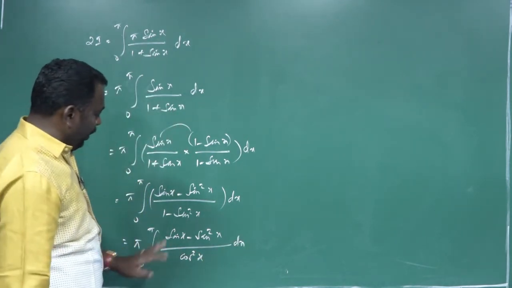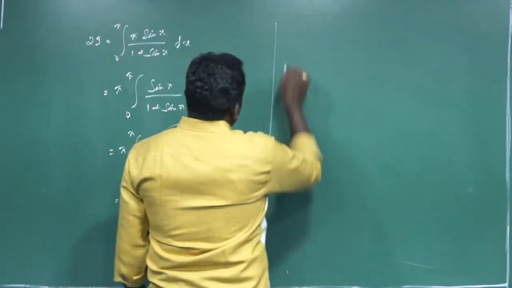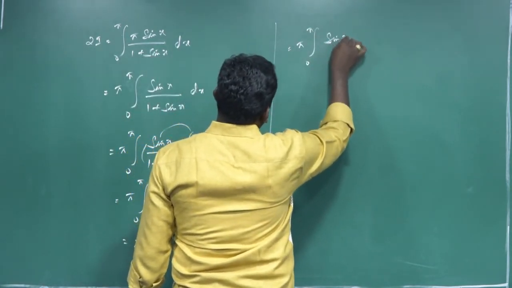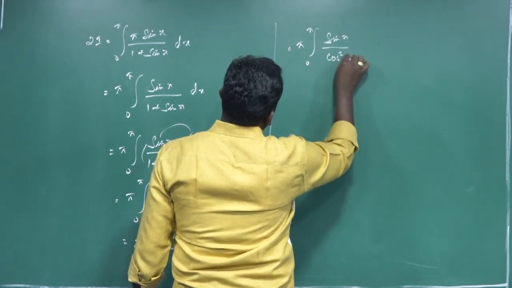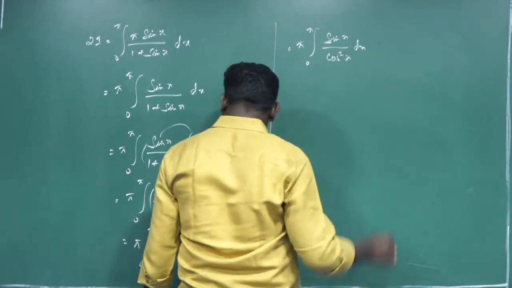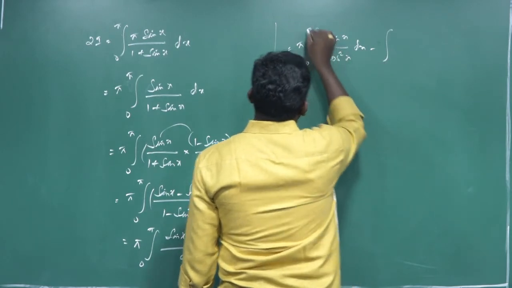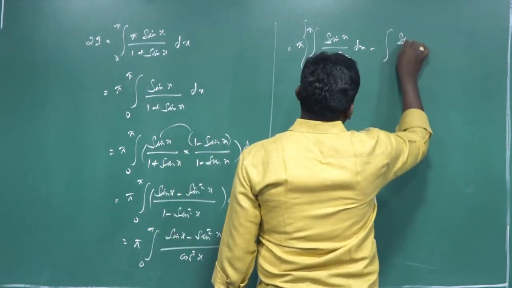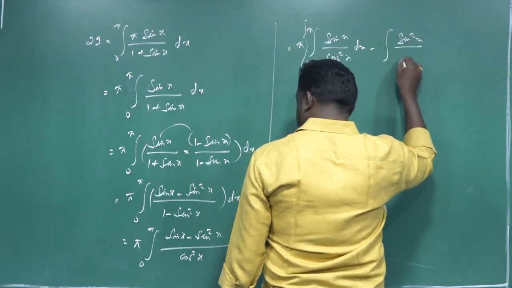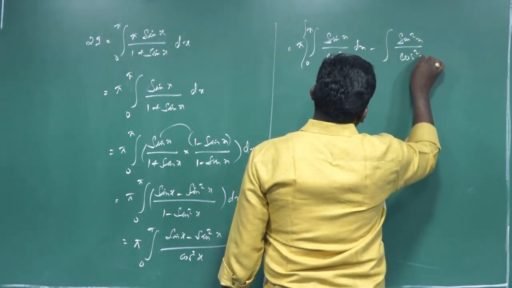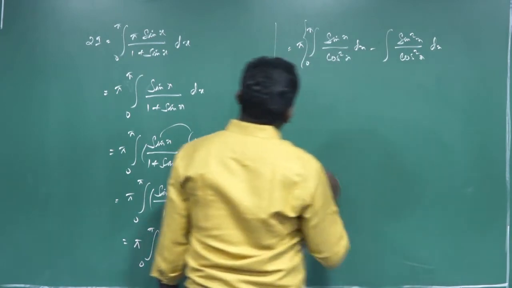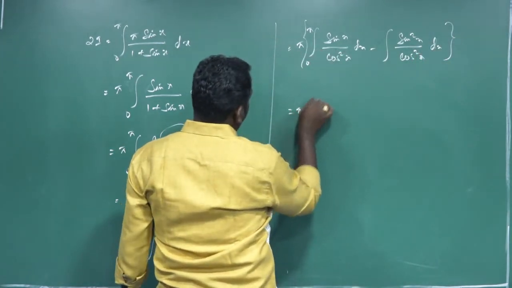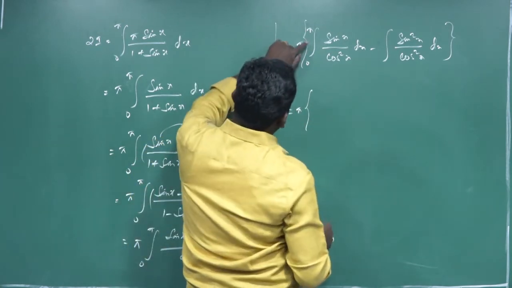Now, separating the denominator, that is equal to pi times the integral from 0 to pi of sin x by cos square x dx, minus the integral, within the bracket, pi is common, of sin square x by cos square x dx. The pi is common for both terms.